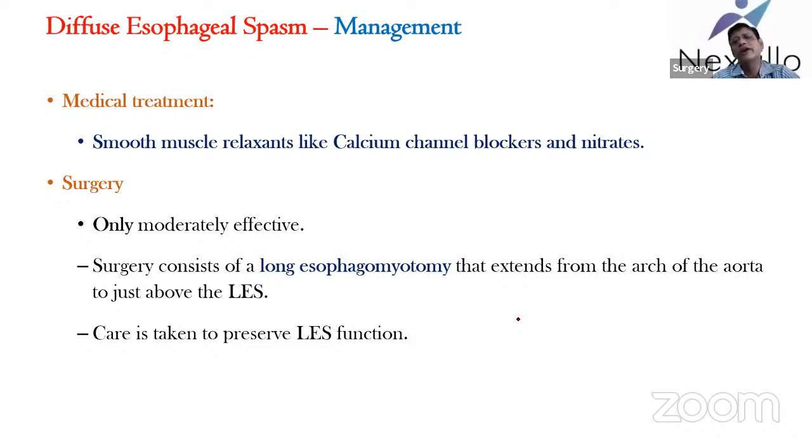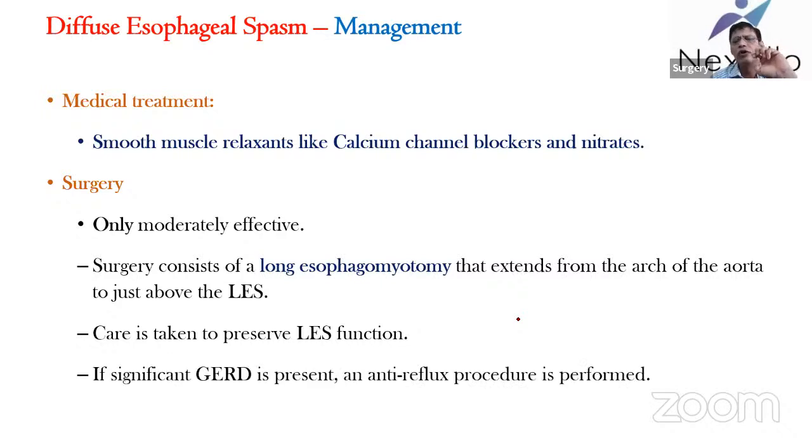And if significant GERD is present along with the disease, or along with the presentation, we should go with an anti-reflux procedure like the Nissen fundoplication, Toupet or Dor fundoplication. They may be done along with this long esophagomyotomy. Okay. So these are the management options: medical, smooth muscle relaxants, and then surgery, from the arch of the aorta up to the LES, LES preserved.